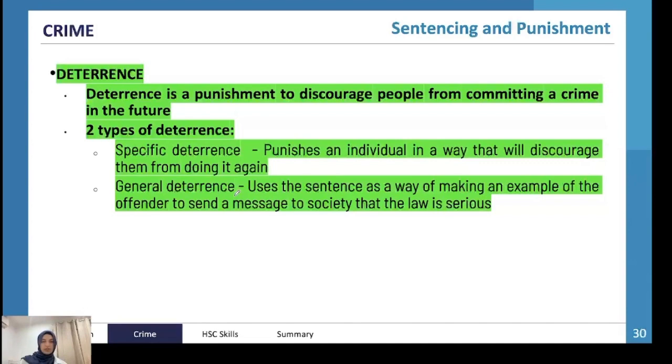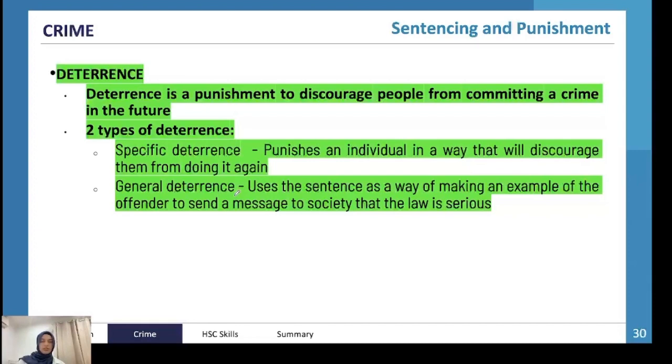There are two types of deterrence. We've got specific and general. It's important to understand the difference between the two because the syllabus talks about these two specifically. Specific deterrence is punishing an individual in a way that will discourage them from doing it again, right? So it's specific to an individual. For example, you have a case where an individual has done some wrong and the judge will then impose a specific penalty on them to try and discourage them from ever doing it again.